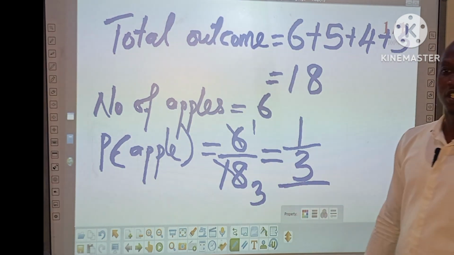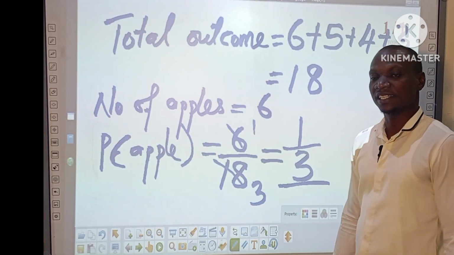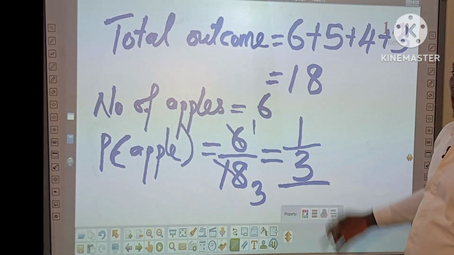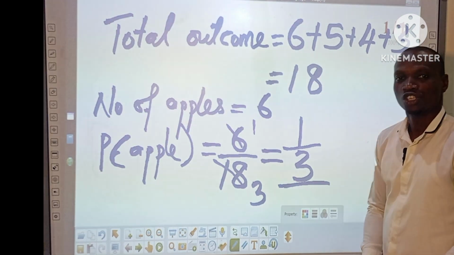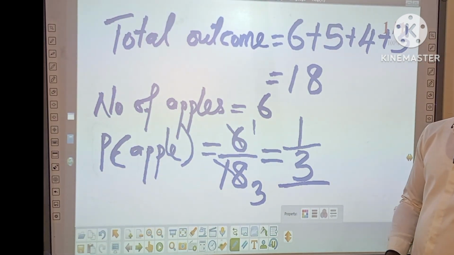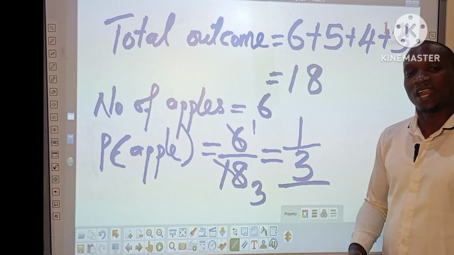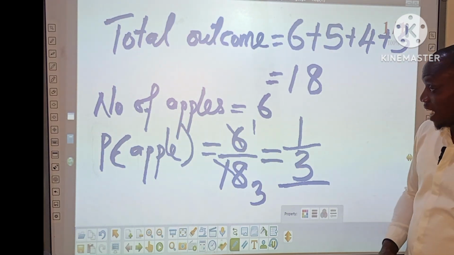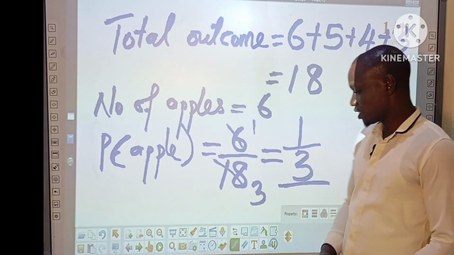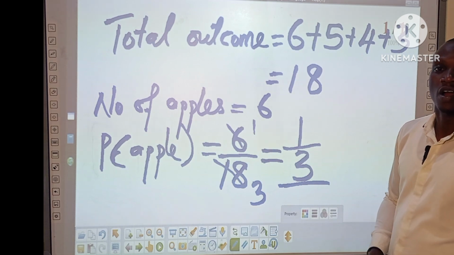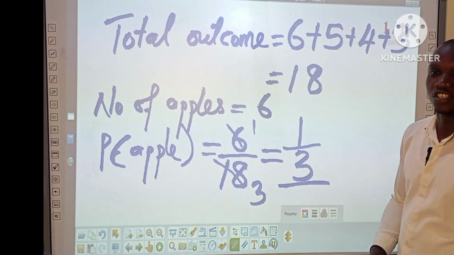In the likelihood table, or using probability terms, this is not up to half. So it simply means that it will be unlikely for us to pick what? An apple. Let's go further to explore more questions on probability.